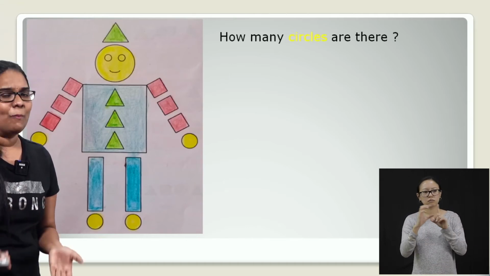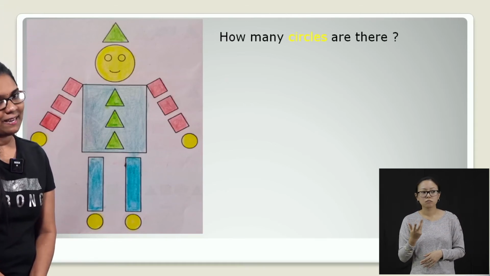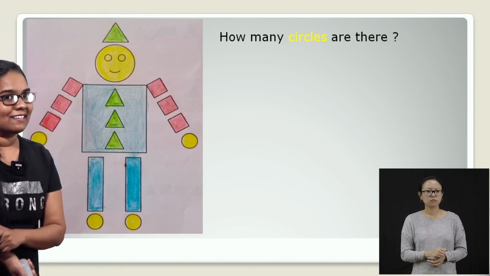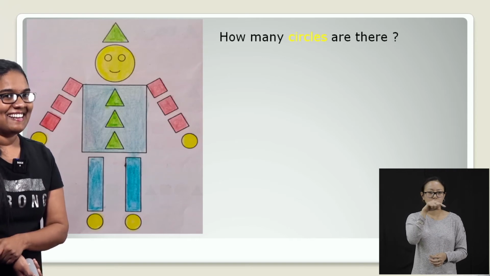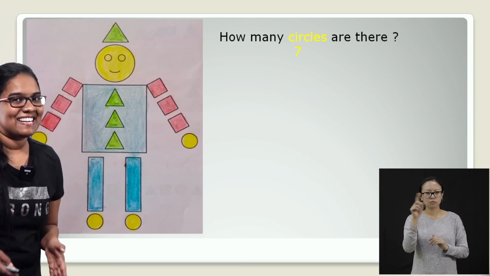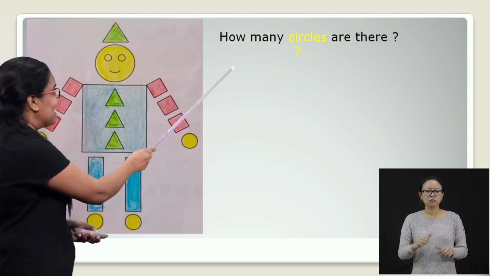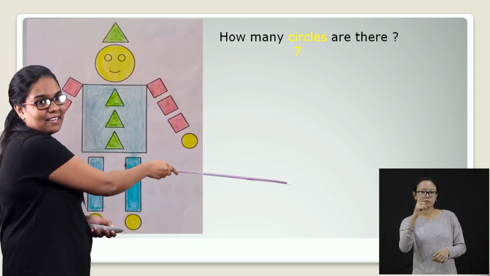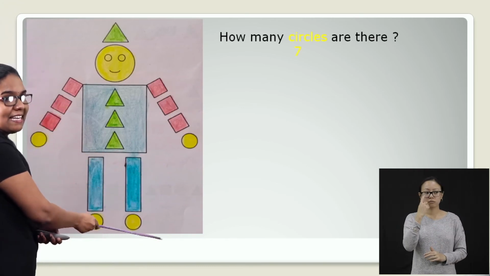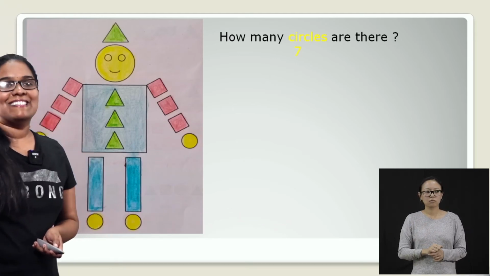Then tell me how many circles are there? How many circles are here? Tell me. Count the circles. 2 eyes are circle, right? Yes. Then count the circles. Yes, here are 7 circles, right? 7 circles. In 2 hands, you can see the circles, and in legs, you can also see circles, right? Yes, then total circles 7.